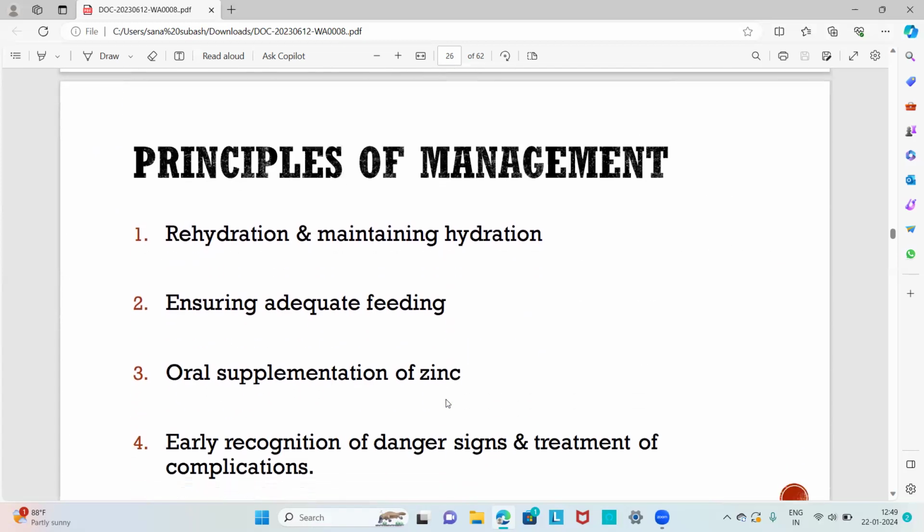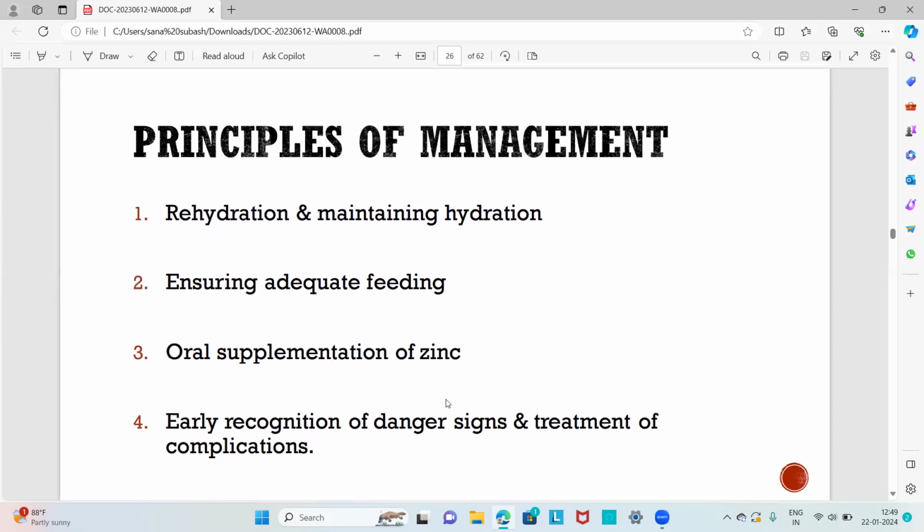Then another sub question of the essay is the principles of management, that is, what is the management of the acute diarrheal disease when the patient presents with vomiting and diarrhea. So the principles of management. First, we have to write about the principles of management in acute water diarrhea.